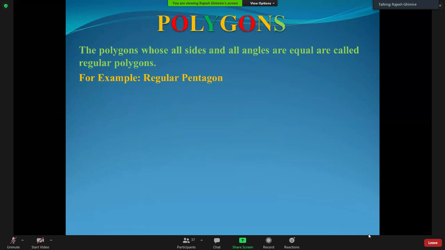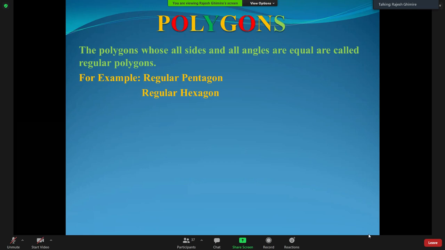For example, regular pentagon. Regular pentagon means having all 5 sides equal. Pentagon means having 5 sides, and regular pentagon means having all 5 sides equal. That type of geometrical figure whose all 5 sides are equal is called regular pentagon.